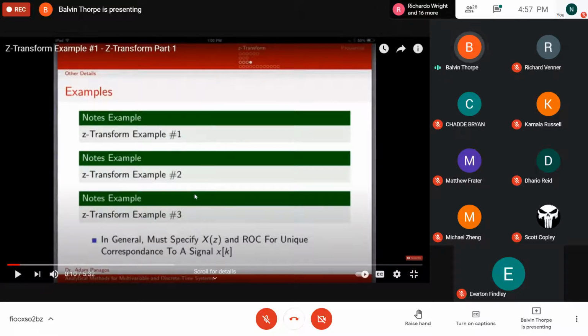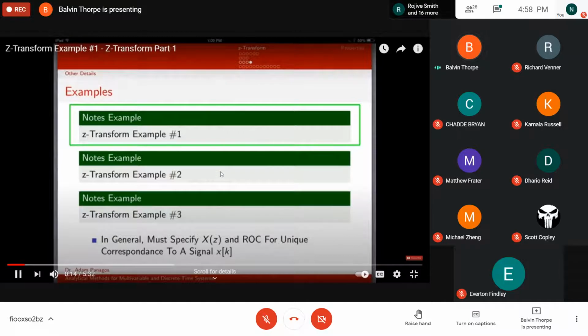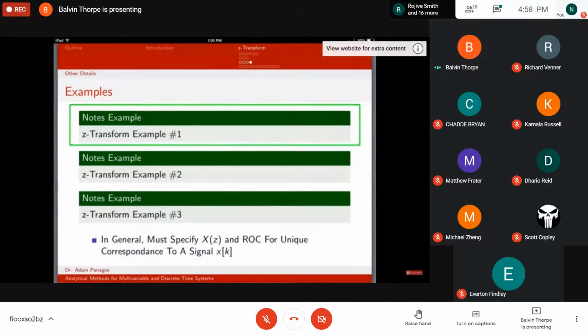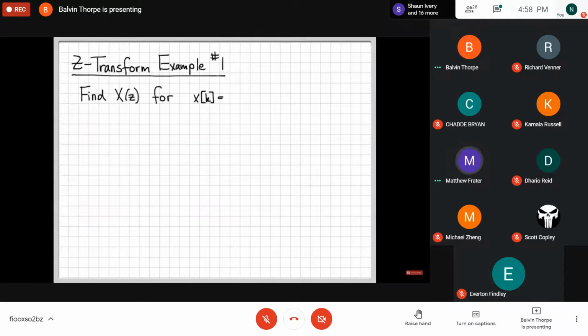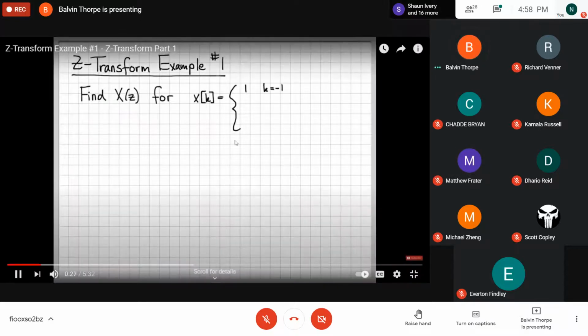Just a few examples. Let's actually work through a set of examples, so we'll get some practice at evaluating the Z-transform. So first, let's do Z-transform example 1. In this example, we are going to find the Z-transform of the signal x of k.